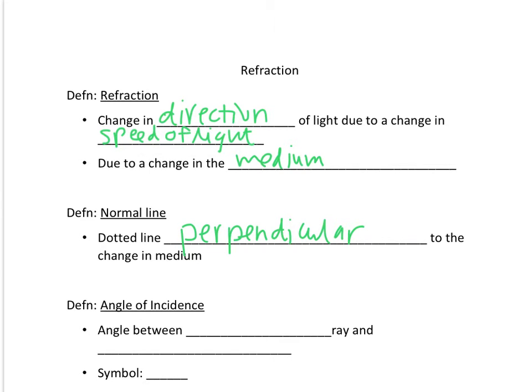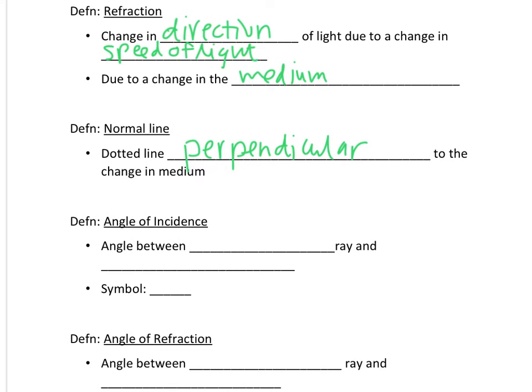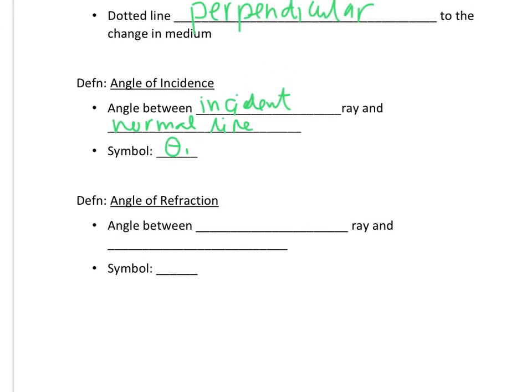You're also going to have the angle of incidence. This is the angle between an incident ray and the normal line. And we call the angle of incidence theta 1. And again, you'll see this as soon as I draw out what this looks like.